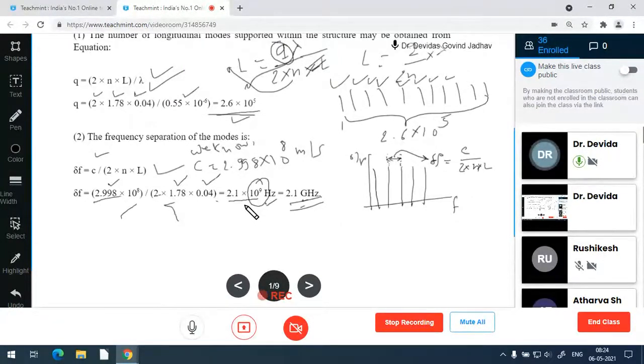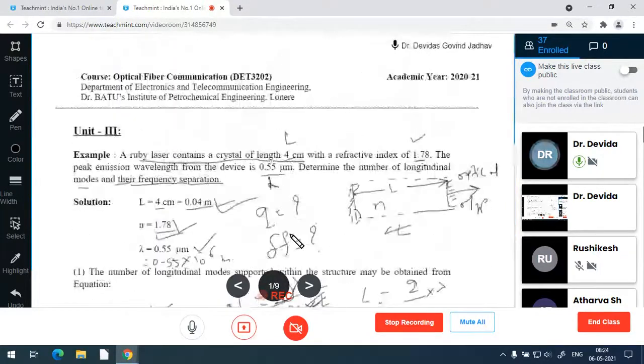or the answer may be 2100 into 10 raised to 6 hertz, and 10 raised to 6 is megahertz. So 2100 megahertz. This answer is also correct. So this is unit 3 example 1.